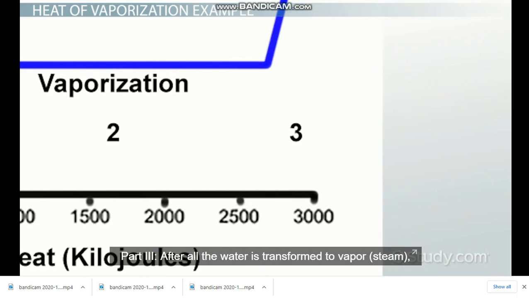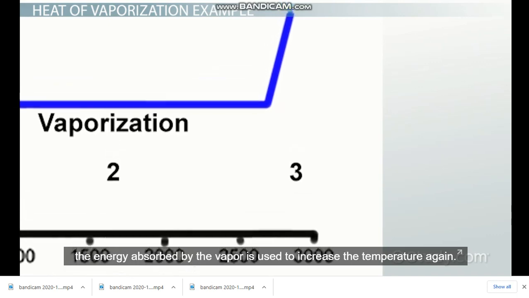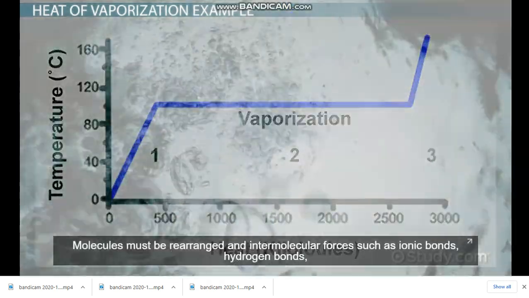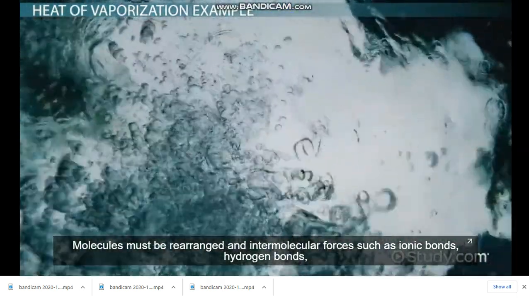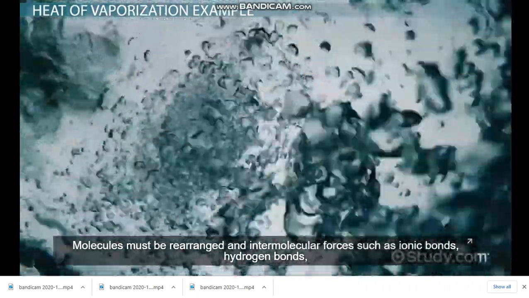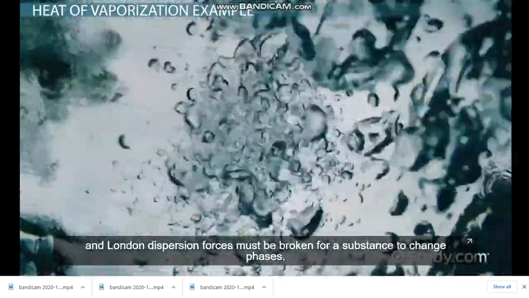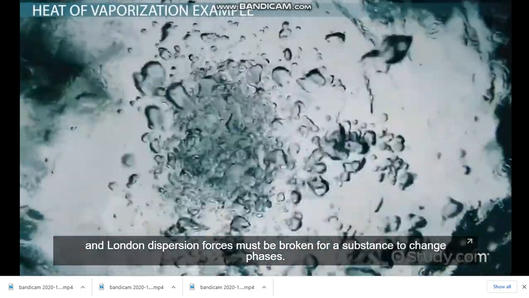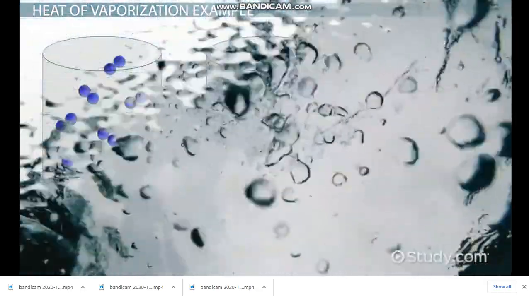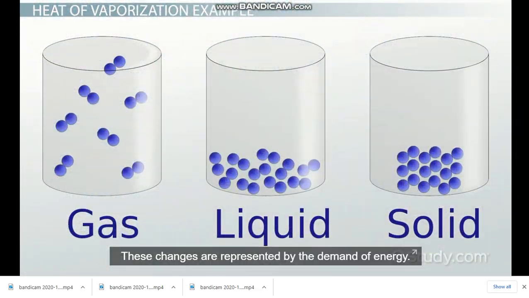Part 3. After all the water is transformed to vapor, steam, the energy absorbed by the vapor is used to increase the temperature again. Molecules must be rearranged, and intermolecular forces such as ionic bonds, hydrogen bonds, and London dispersion forces must be broken for a substance to change phases. These changes are represented by the demand of energy.